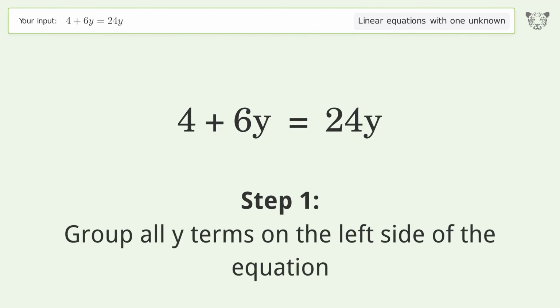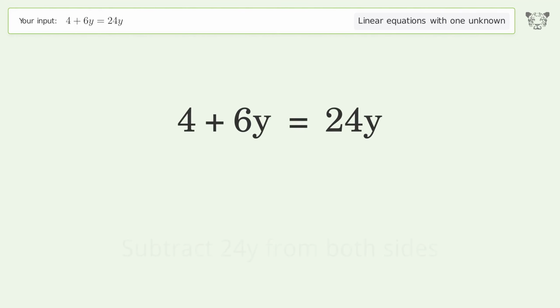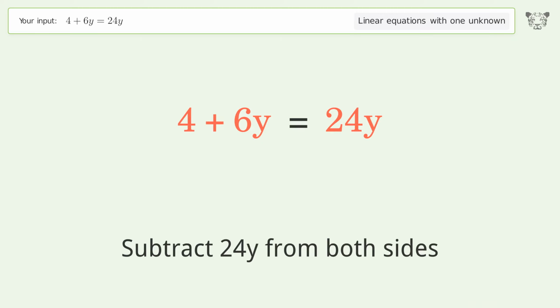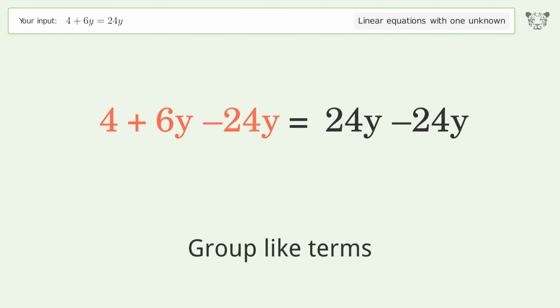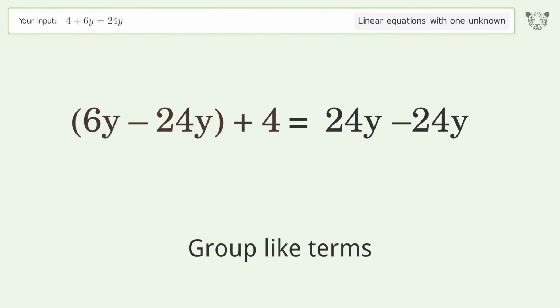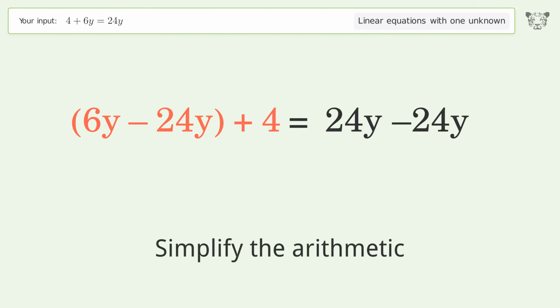Group all y terms on the left side of the equation. Subtract 24y from both sides. Group like terms. Simplify the arithmetic.